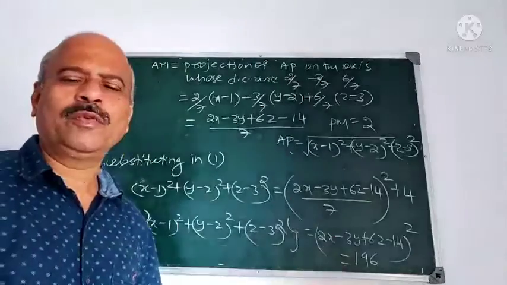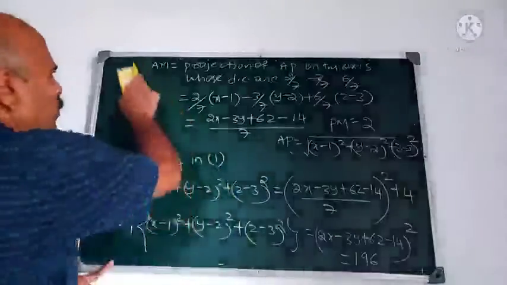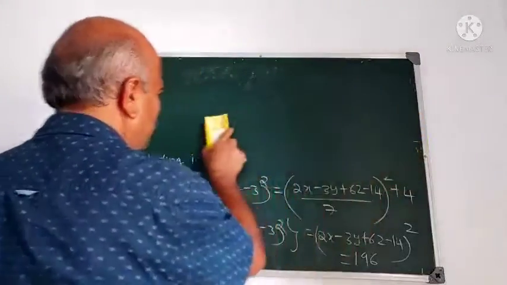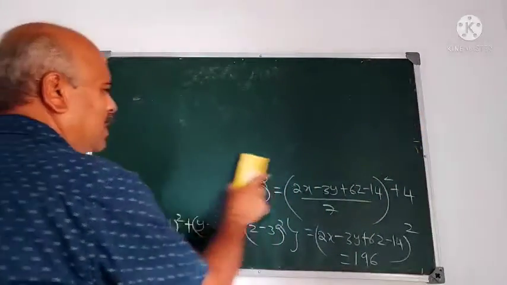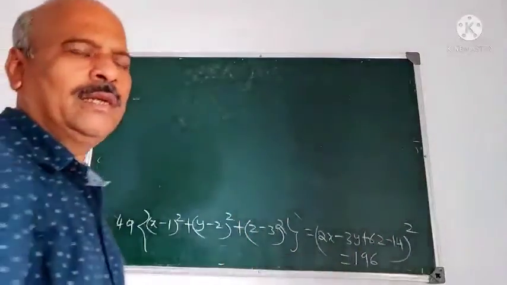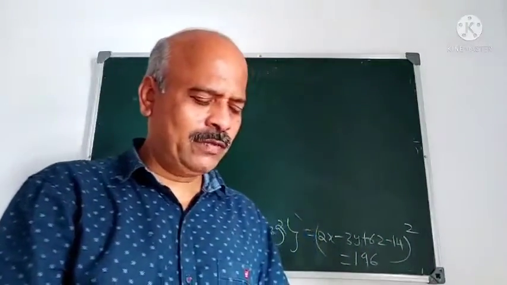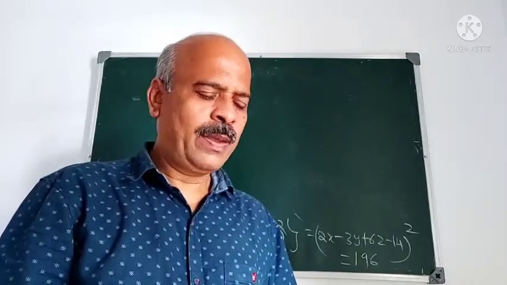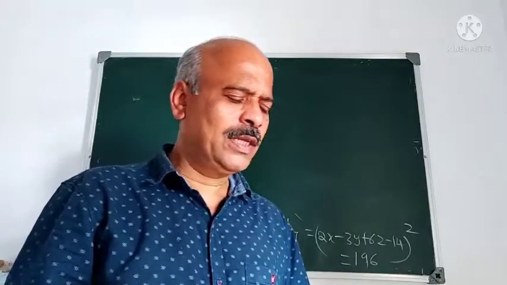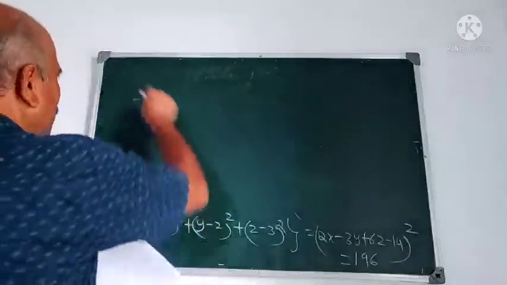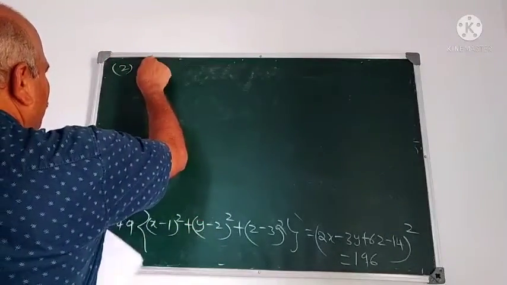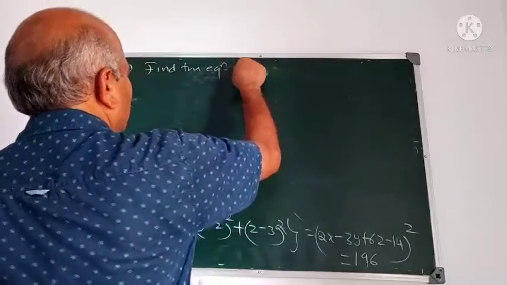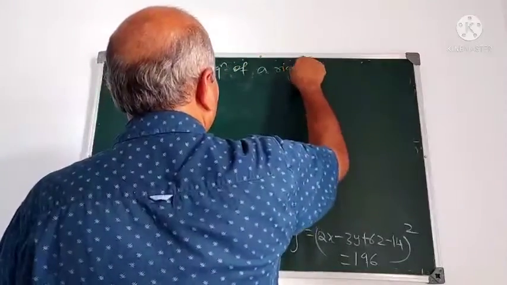I think all of you followed the procedure. It is quite simple. Examples are important from the examination point of view. You may get this type of question: find the equation of the right circular cylinder. Can I solve one more problem of this type? Find the equation of a right circular cylinder.